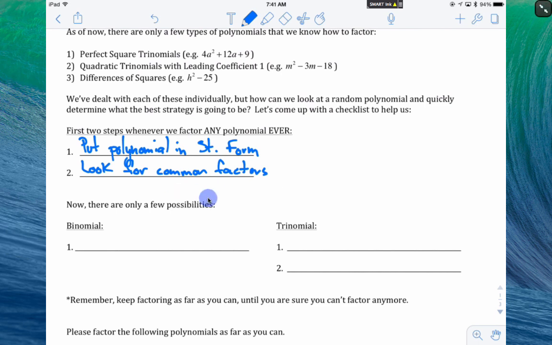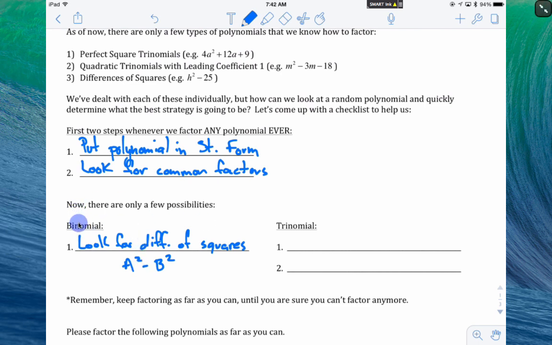And the first is to determine, well, how many terms are there? Is it a binomial that we're left with, 2 terms, or is it a trinomial that we're left with, 3 terms? If it's a binomial with 2 terms, there's only one possibility for something that we can factor. We're looking for differences of squares. And remember, a difference of squares is any polynomial, a binomial, that is of this form: something squared minus something else squared. And if it's not that, then we really, right now, don't have the skills to factor it.